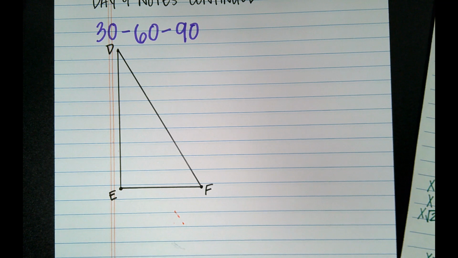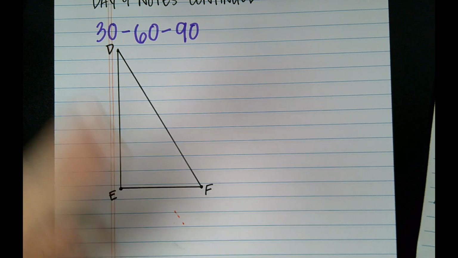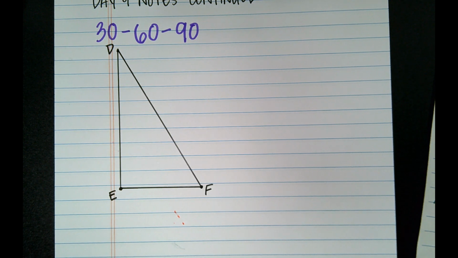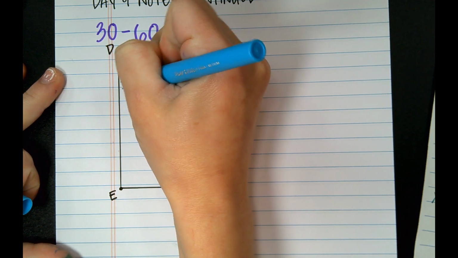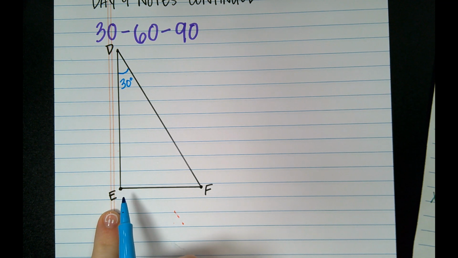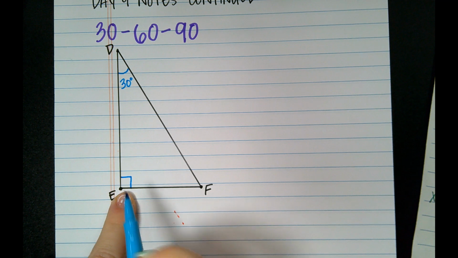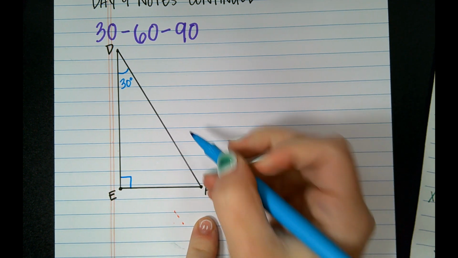We can look back at the do now for this next part. What is the measure of angle D? 30 degrees. Good. Okay. What's the measure of angle E? 90 degrees. And we draw a box. And then what's F? 60 degrees.